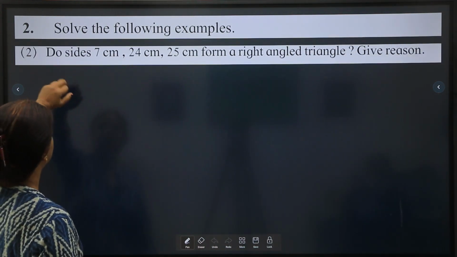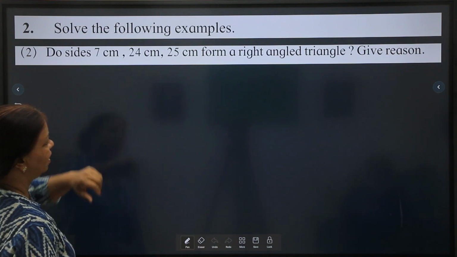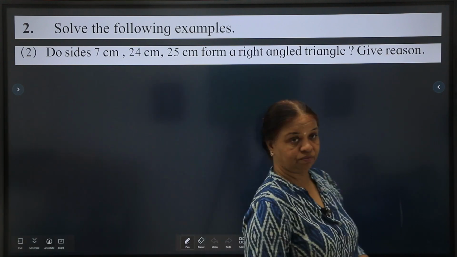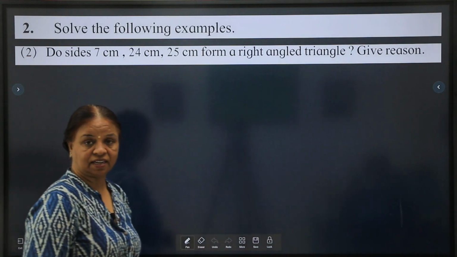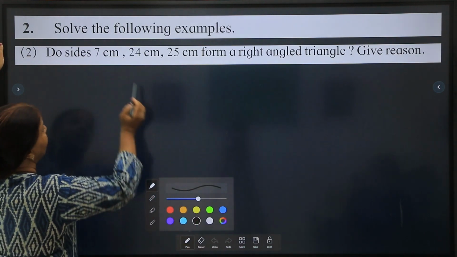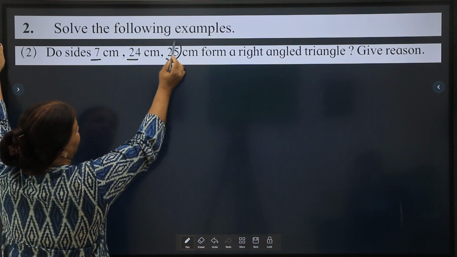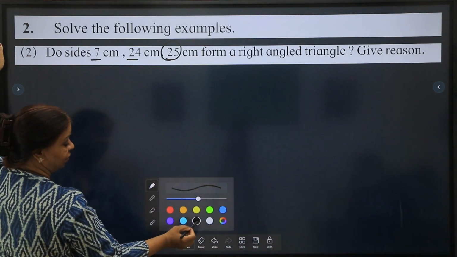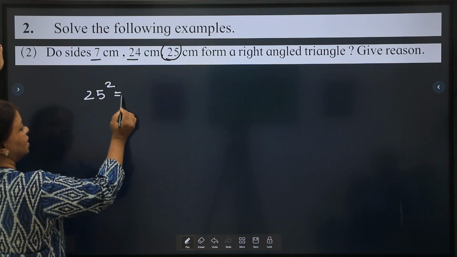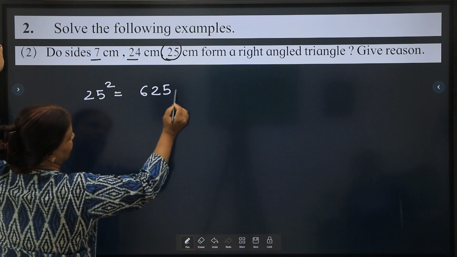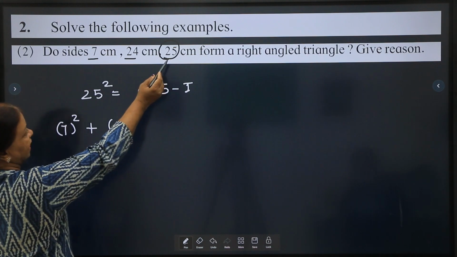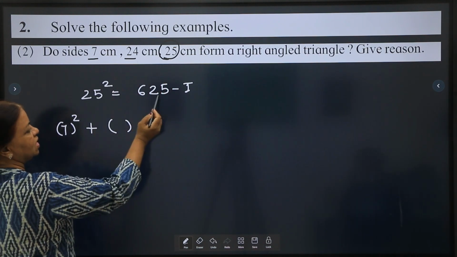Second question says sides 7, 24, 25. Do the sides 7, 24, 25 form a right angle triangle? If it forms a right angle triangle, give your reason. Let us see. The largest number is 25. Let us check the square of 25, what it gives. 25 square is equal to 625. So, the largest side is 25, and the square of 25 is 625.